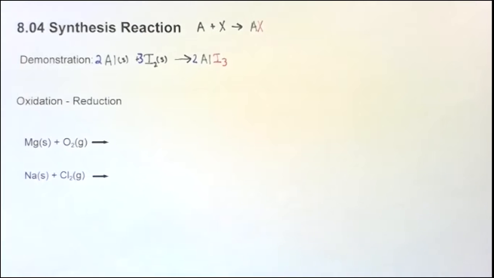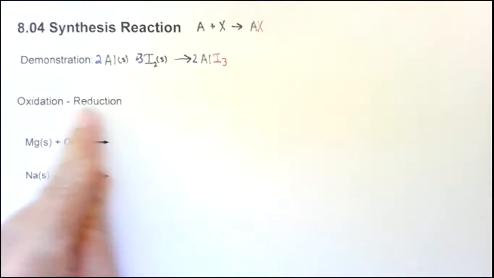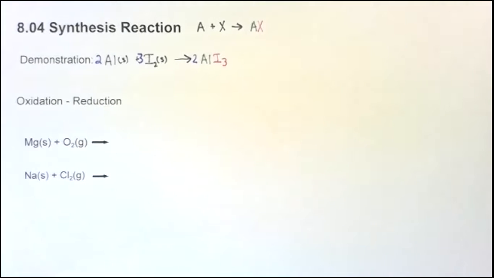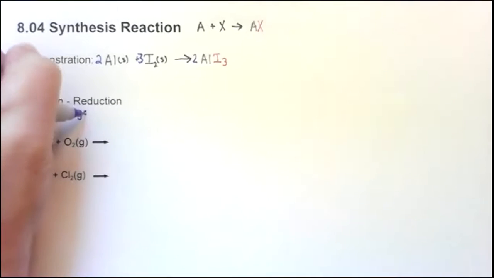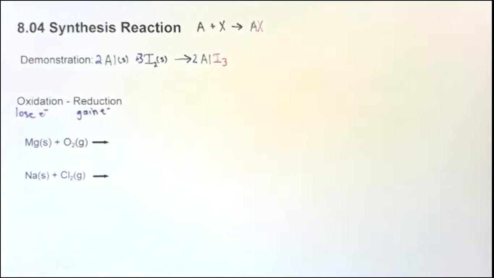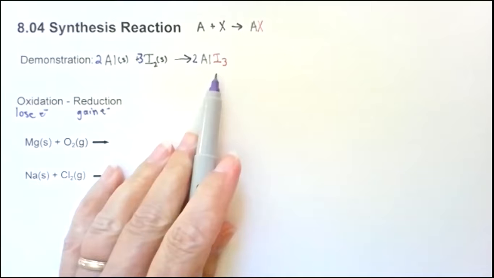So that was this synthesis reaction, but that doesn't tell us why. So we said in the last video that chemical reactions occur because of gaining and losing electrons. And we said, according to OIL RIG, oxidize is to lose electrons, and reduction is to gain electrons. And so what we need to do is we want to look at who got oxidized and who got reduced.